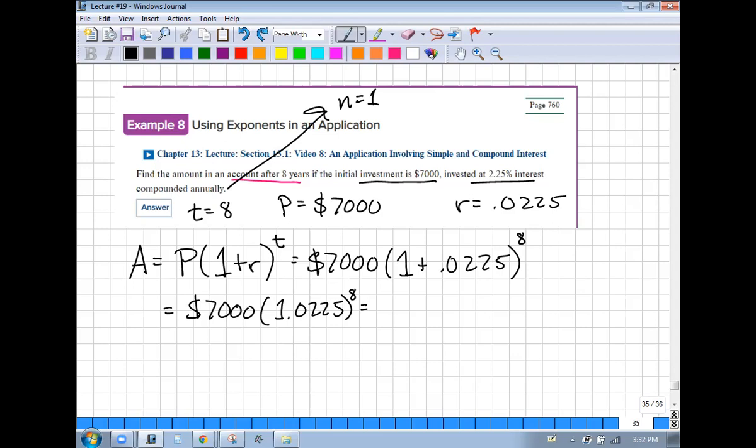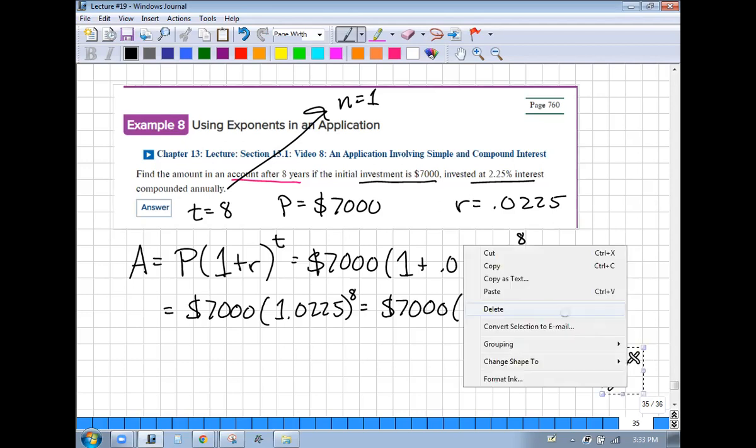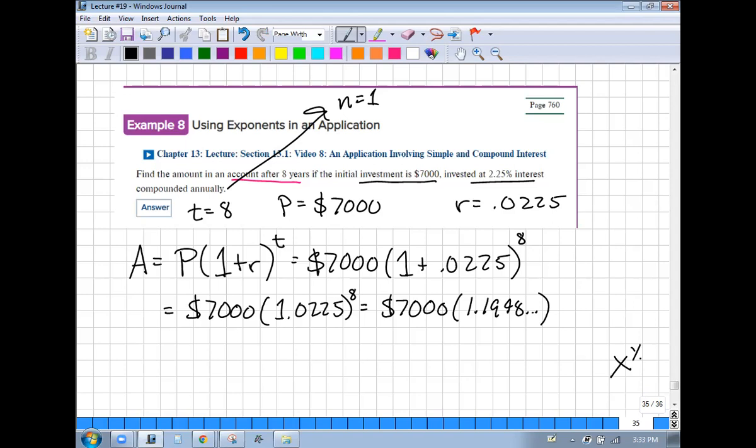Oh, there we go. To the power of 8. All right. And when I do that, my calculator says 1.1948. Okay. By the way, the exponent button on your calculator looks like this. No, it's the other way around. X to the Y. That's the button you press. So you type this in, press this button, and then hit the 8.